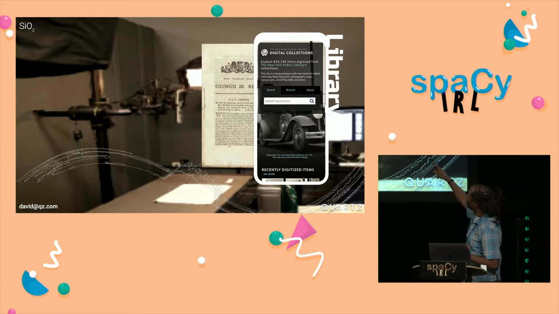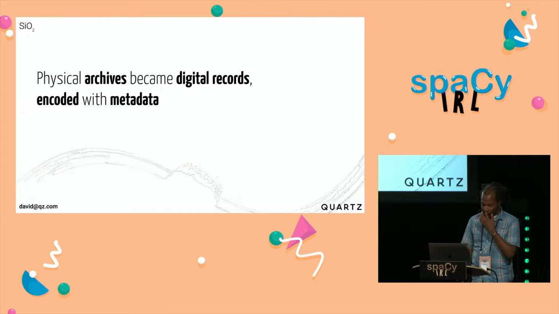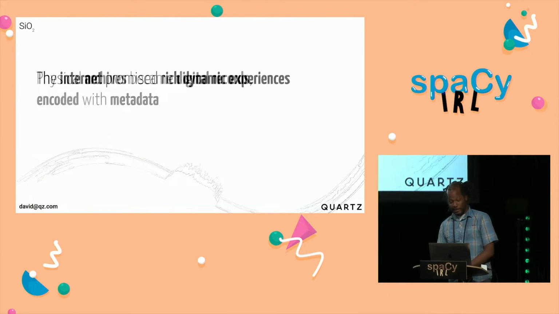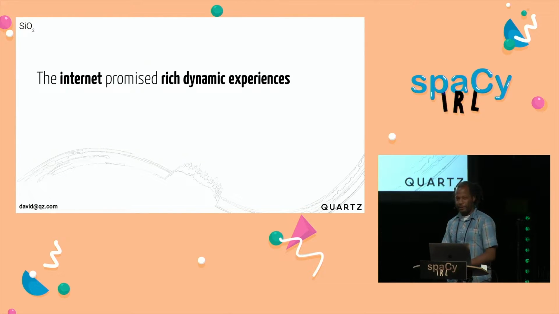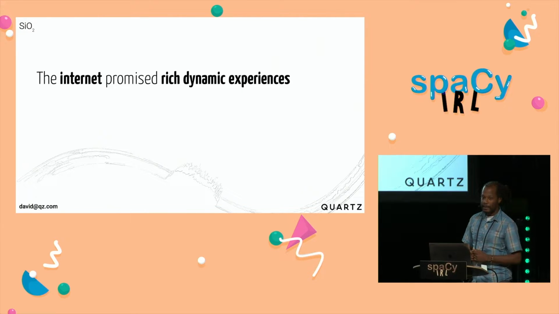I'm not responsible for this site, but it's actually amazing that the work we started over 10 years ago is now available through an API, so you can search the New York Public Library's digital archives and find things. But I had a different calling. At the time we were taking physical archives and turning them into digital records encoded with metadata. I thought that was great, but it's archival, which is not really what the promise of the internet was at the time. The internet promised rich, dynamic experiences that were going to be amazing, and I wasn't sure I should stay at the library so long.